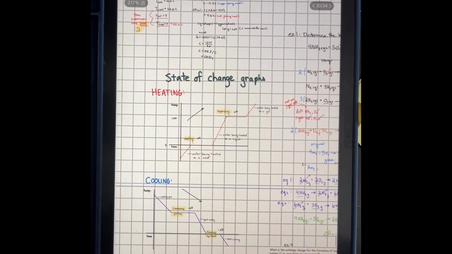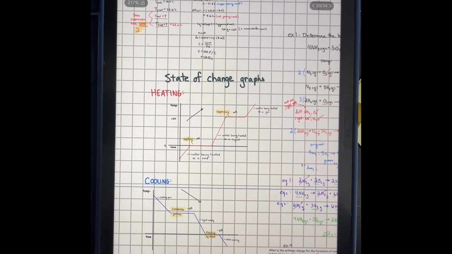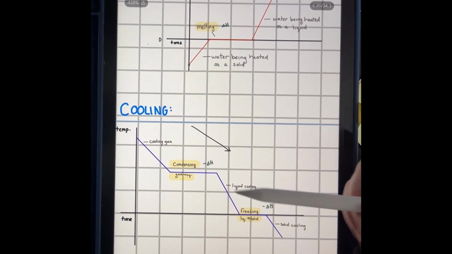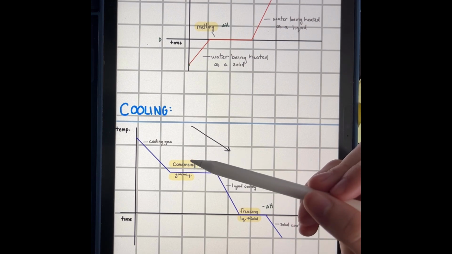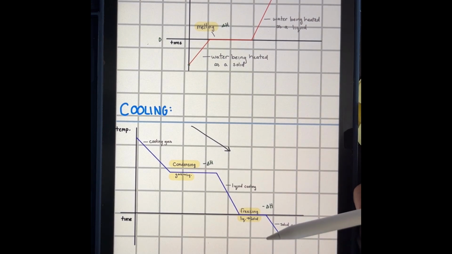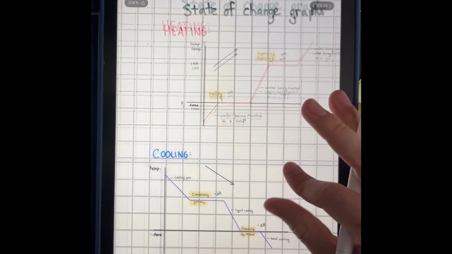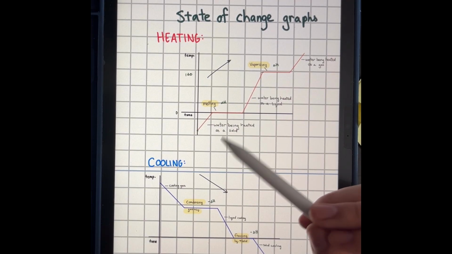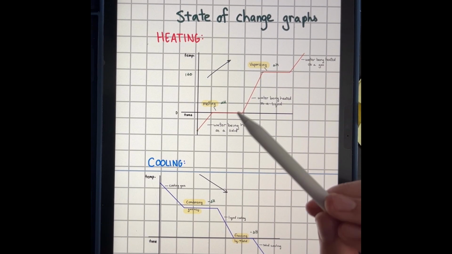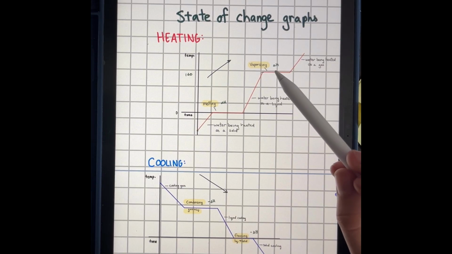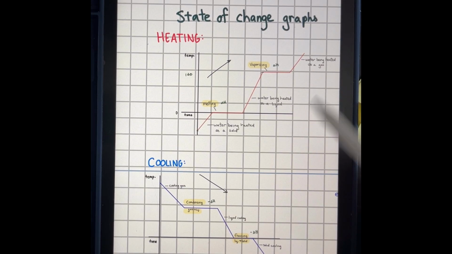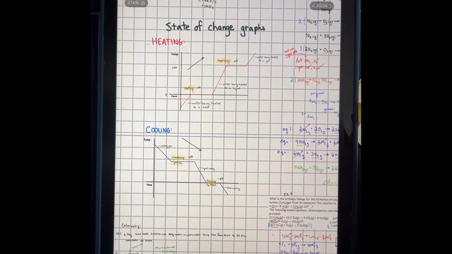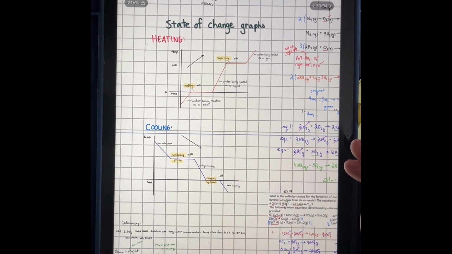Okay, so you just have to memorize these kind of words, I guess. We have condensing and then freezing. Condensation is from gas to liquid, freezing is liquid to solid. We have melting, so that's from a solid to a liquid, and then vaporizing, a liquid to a gas. And yeah, that's actually not that difficult.